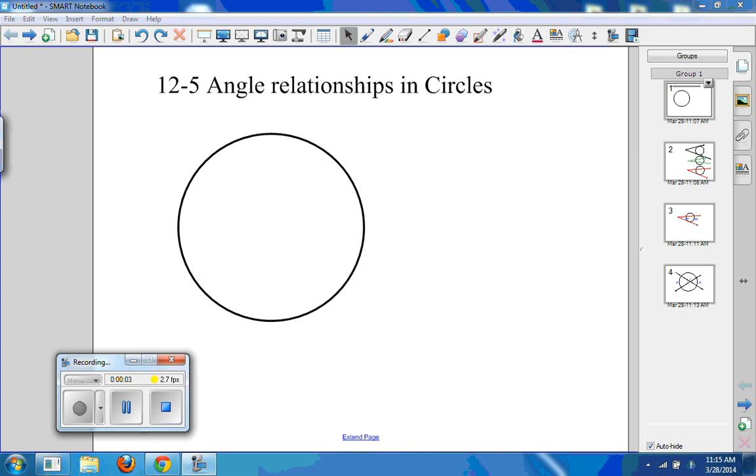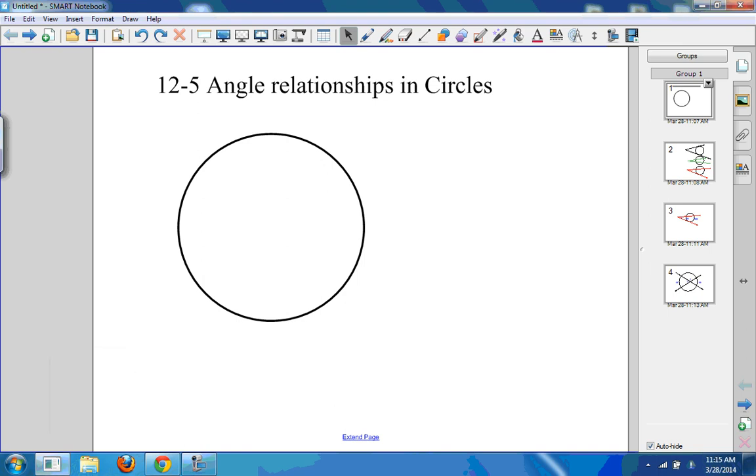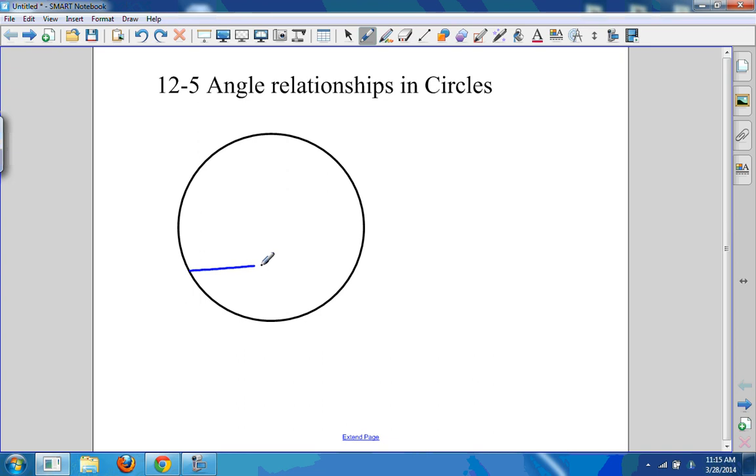Welcome back. I have a quick lesson, hopefully quick, on angle relationships in circles here. Before I get to it, though, I want to review really quickly what we learned in the last section. It was on inscribed angles. So an inscribed angle is an angle that is inscribed in the circle like this.